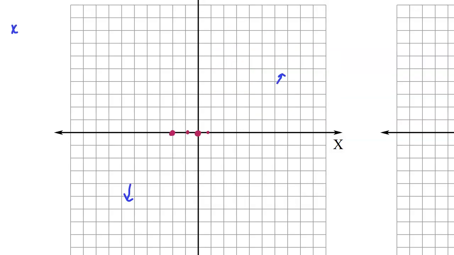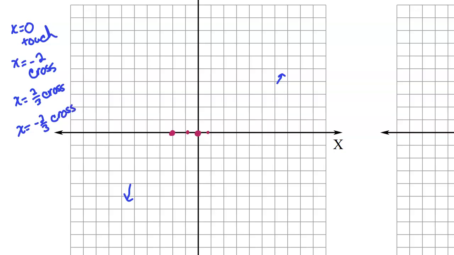And at x equals 0, we were going to touch. At x equals negative 2, we cross. At x equals a positive 2/3, we cross. And at x equals a negative 2/3, we cross.